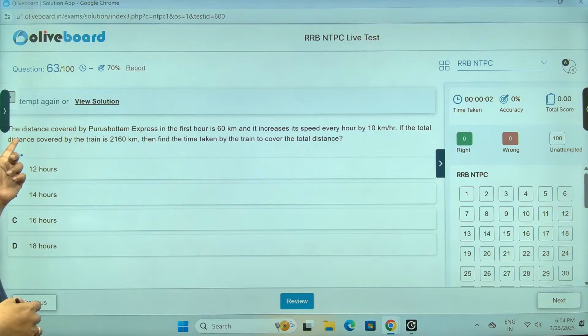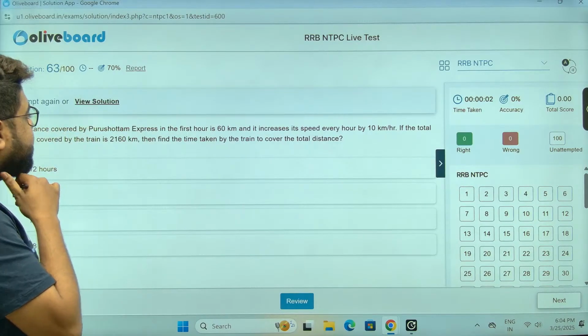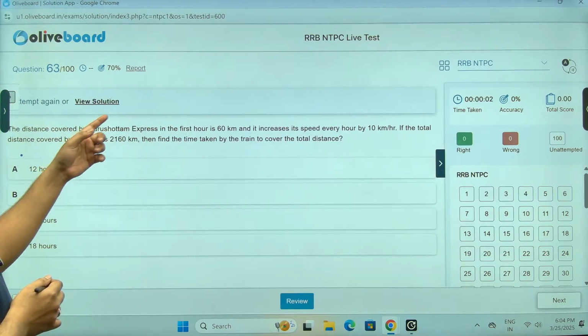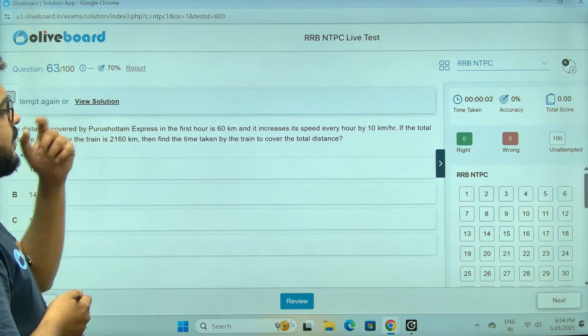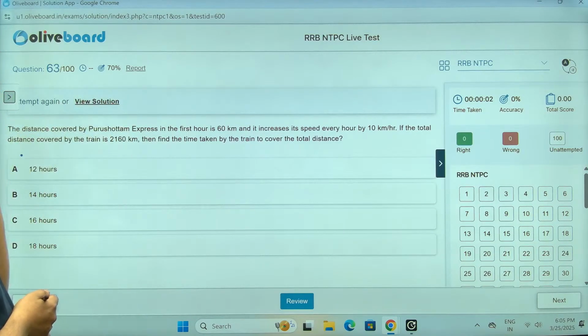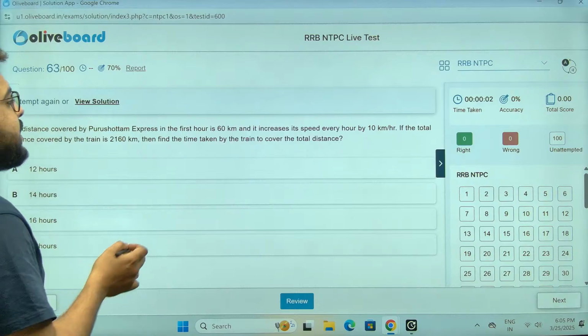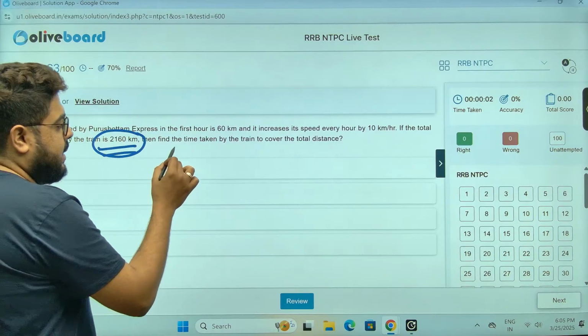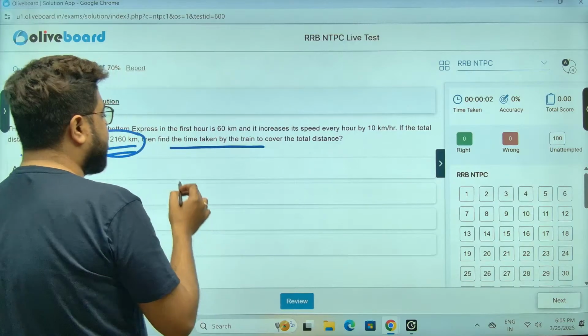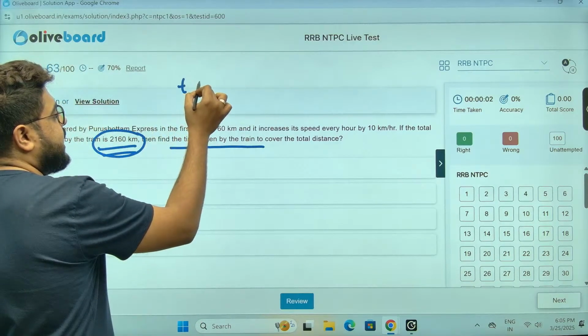Now, the distance covered by Purushottam Express in the first hour is 60 kilometers, and it increases every hour by 10 kilometers per hour. Total distance. Achha, this is an AP question. I don't know the total time, so I'm taking that the train has traveled for T hours.